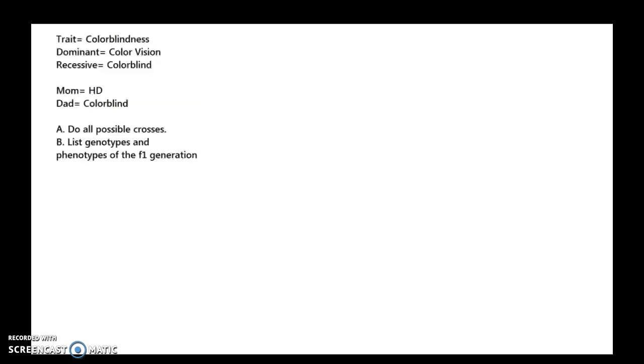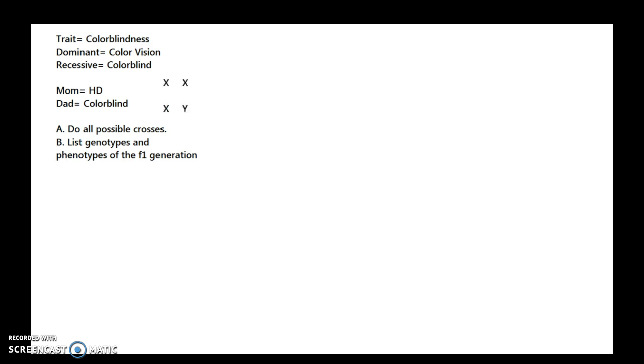6 here is a new one. This is our color blindness. This is the first one we're going to look at here. Our trait is color blindness. It's dominant to have color vision, and it's recessive to be colorblind. I'm telling you that mom is homozygous dominant and dad is colorblind. To all possible crosses, list the genotypes and phenotypes.